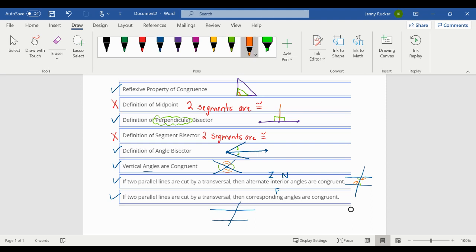So we have several sets of those. We have this one and the one top and bottom. We have another one below this. And we have one more set in this other corner. So we actually have four sets of corresponding angles that are congruent.